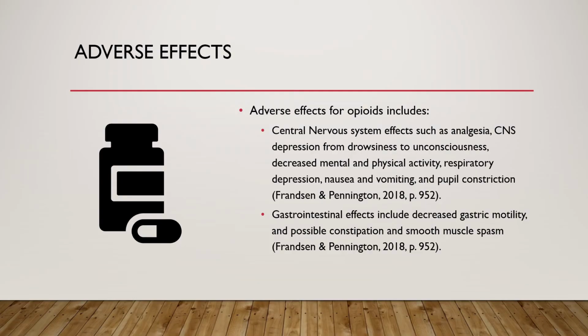Adverse effects. Adverse effects for opioids include central nervous system effects, such as analgesia, central nervous system depression from drowsiness and unconsciousness, decreased mental and physical activity, respiratory depression, nausea and vomiting, and pupil constriction. Gastrointestinal effects include decreased gastric motility and possible constipation and smooth muscle spasm.